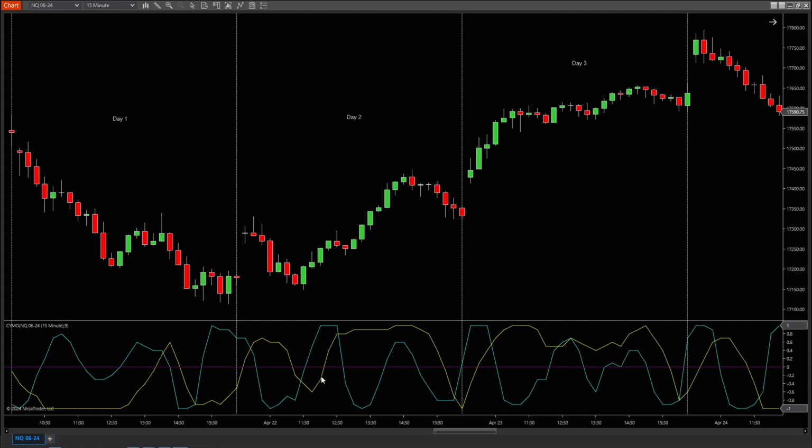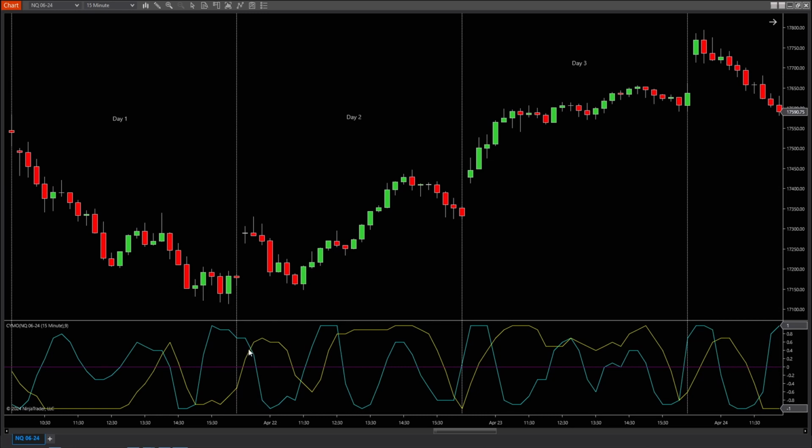Continuing to day 2 of our trading analysis. Today, we're demonstrating the versatility of the CyMo Pro indicator by comparing its performance across two different settings, a responsive setting of 9 and a slower setting of 14. Let's delve into the specific scenarios to understand how each setting impacts trade decision-making.